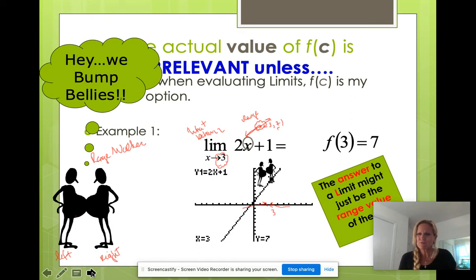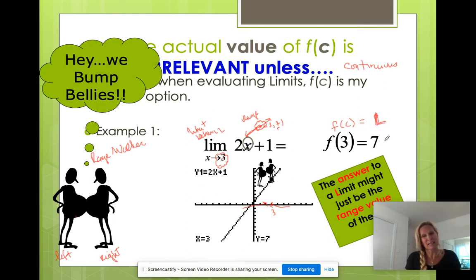So the answer to a limit, and you see how L is in red? The answer to a limit might just be the range value. Do you know when that is? When you have continuity. If your function is continuous, then f of c is equal to your limit.